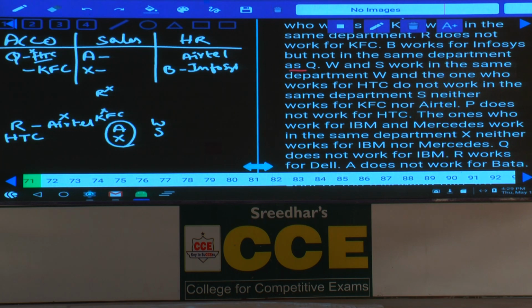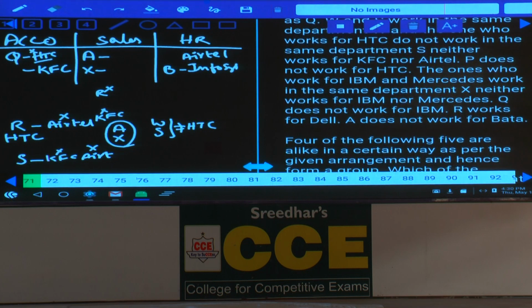Then next one, W and S work in the same department. W and the one who works for HDC do not work in the same department. Hence W and these 2 persons are not working in the HDC department. Isn't it? Next one, S works for neither KFC nor Airtel. Now this S is neither KFC nor Airtel. S is not working for KFC and Airtel.